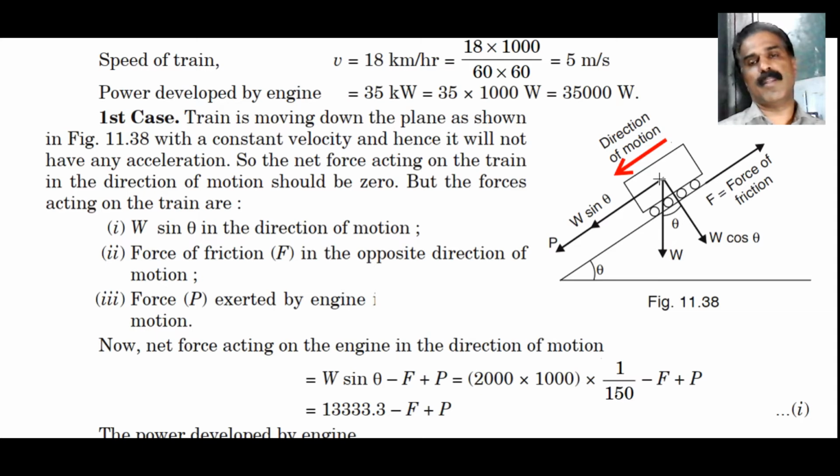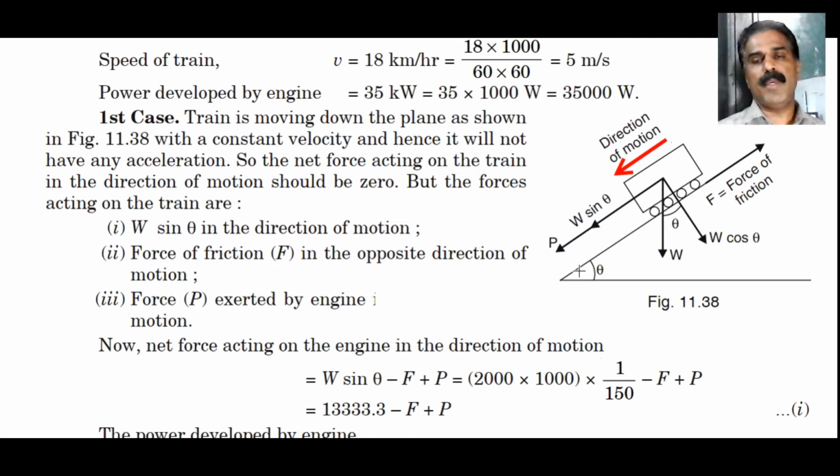Okay, so that is being resolved into two components. We know that the component which is parallel to the plane will be W sin theta, and perpendicular to the plane will be W cos theta. So the forces acting in the downward direction parallel to the plane: the first one is W sin theta, the second one is P.